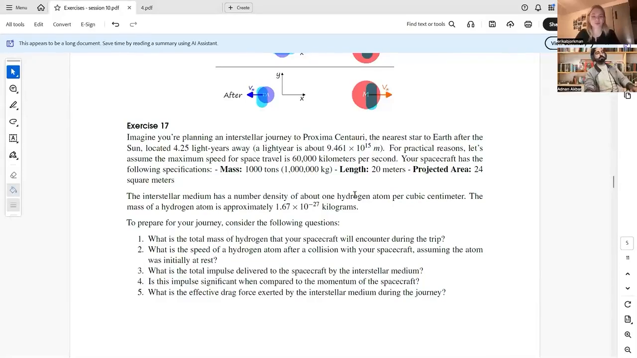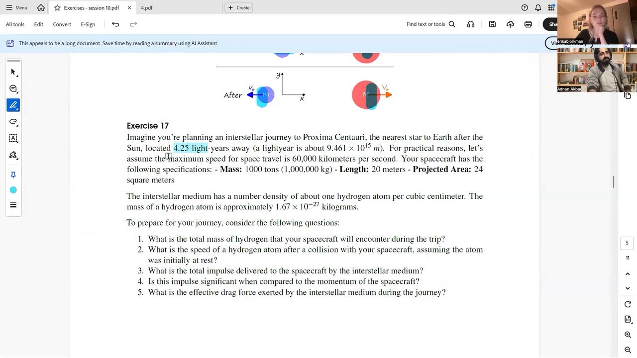We have question number 17, which is the last question of this module. Imagine you are planning an interstellar journey to Proxima Centauri, the nearest star to the Sun, located 4.25 light years away. An interstellar journey is the way between two distant places.